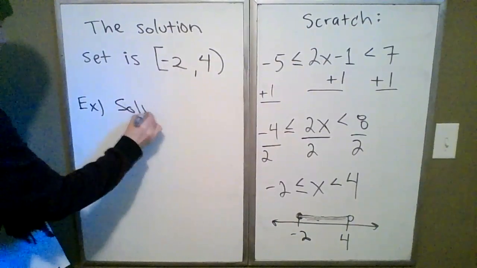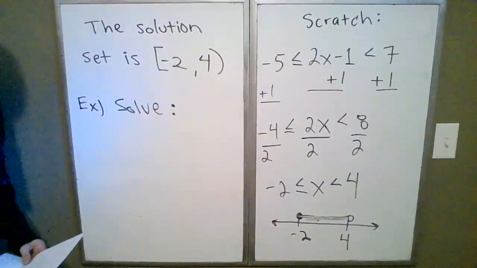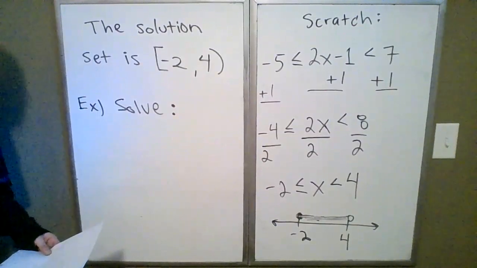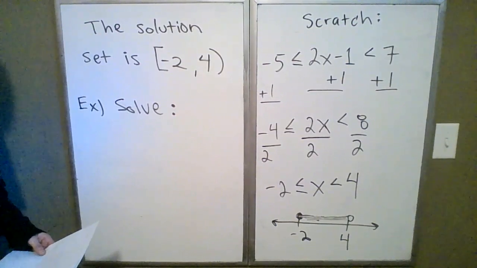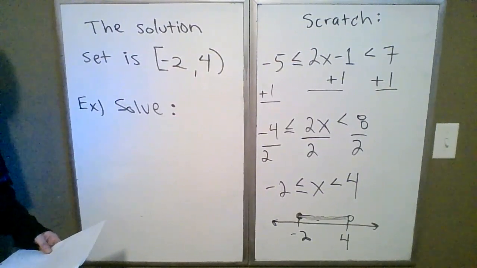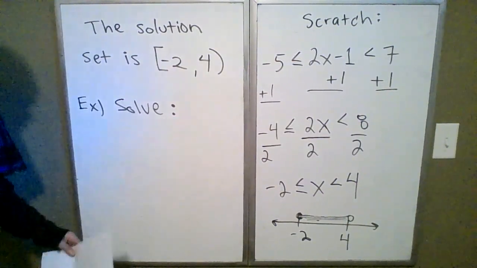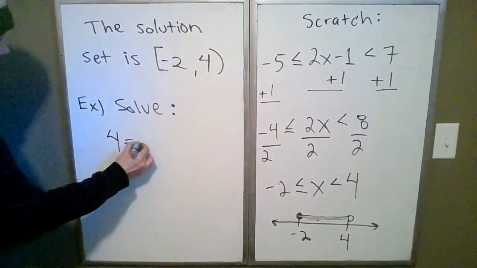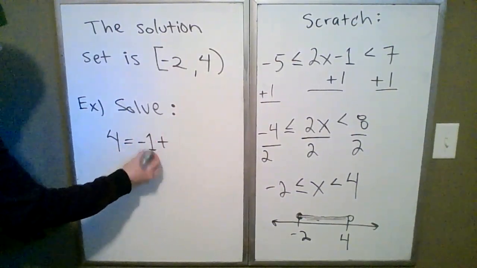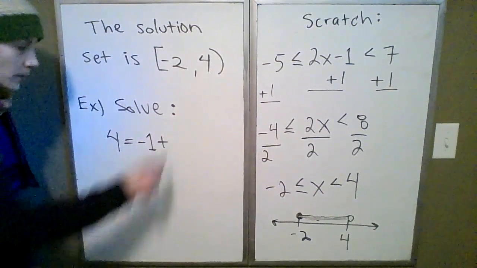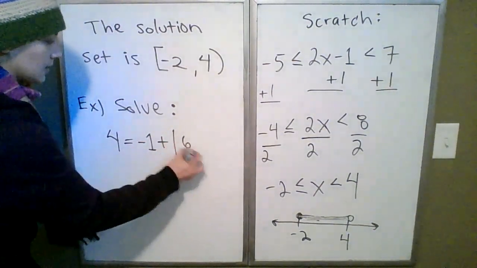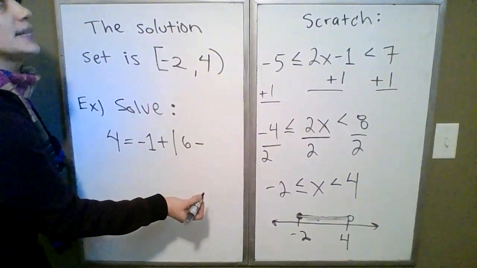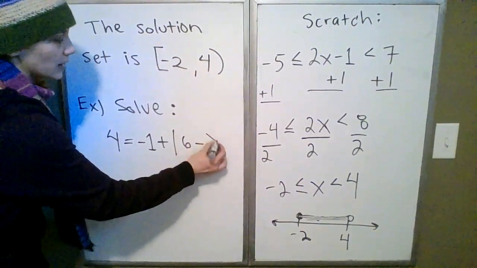Solve. We're going to do this one. We have 4 equal to -1 plus the absolute value of 6 minus 1/5 x. Actually, we're going to write minus x over 5, which is the same thing.